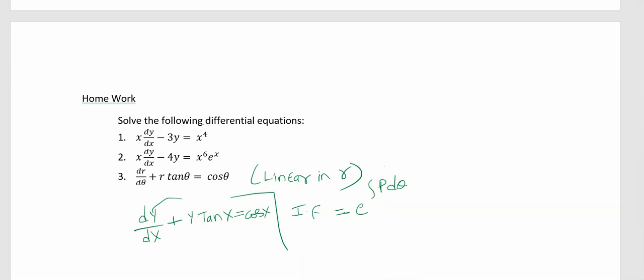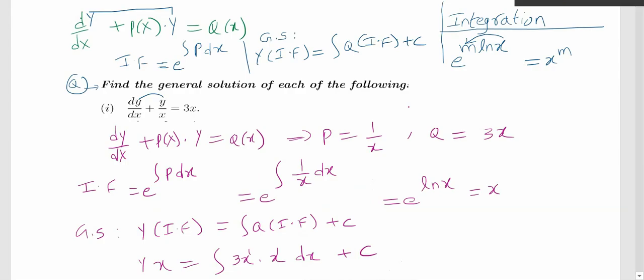So see the review for this topic. We studied what a linear differential equation is. For a linear differential equation in y, the standard form is dy by dx plus P of x times y equals Q of x. dy by dx and y must be on the left hand side of the equal sign, and on the right hand side no y term or function of y must be there, not allowed. Then we write IF as e power integral P dx, where P is the coefficient of y on the left hand side of the equation. And the general solution, as it is linear in y, is y times IF equals integral of Q times IF plus c.